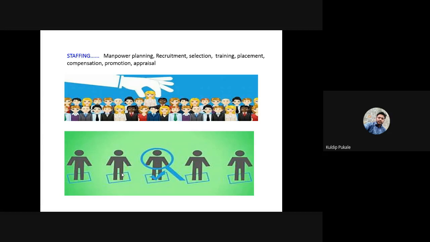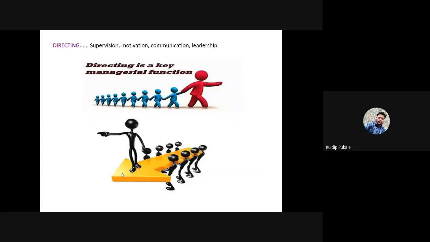The selection process of staffing is very necessary. Then directing.